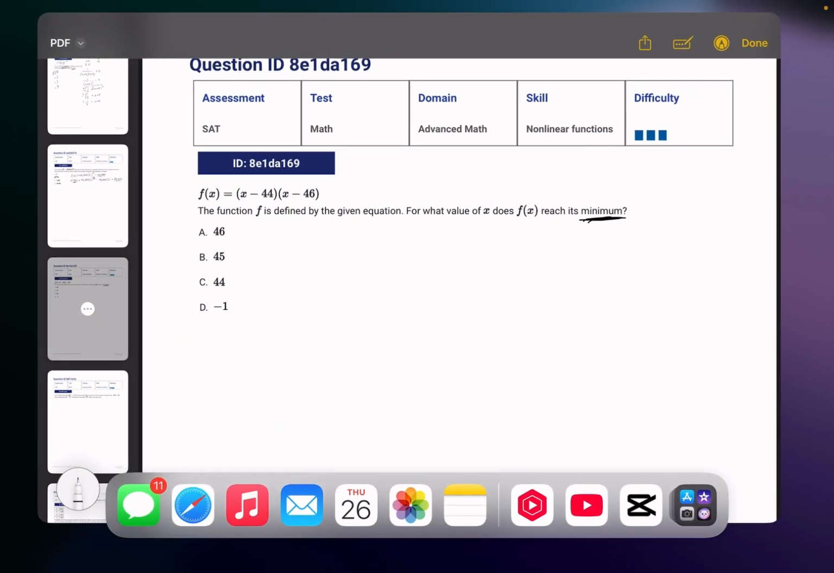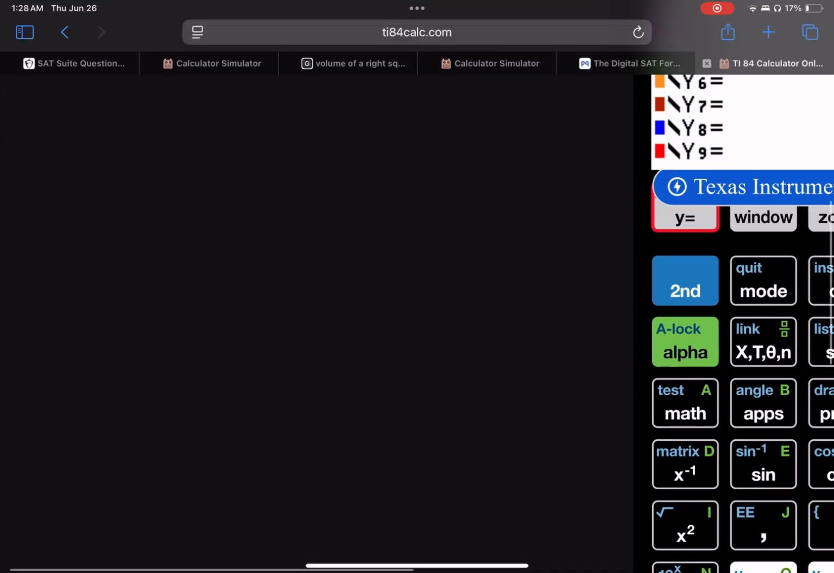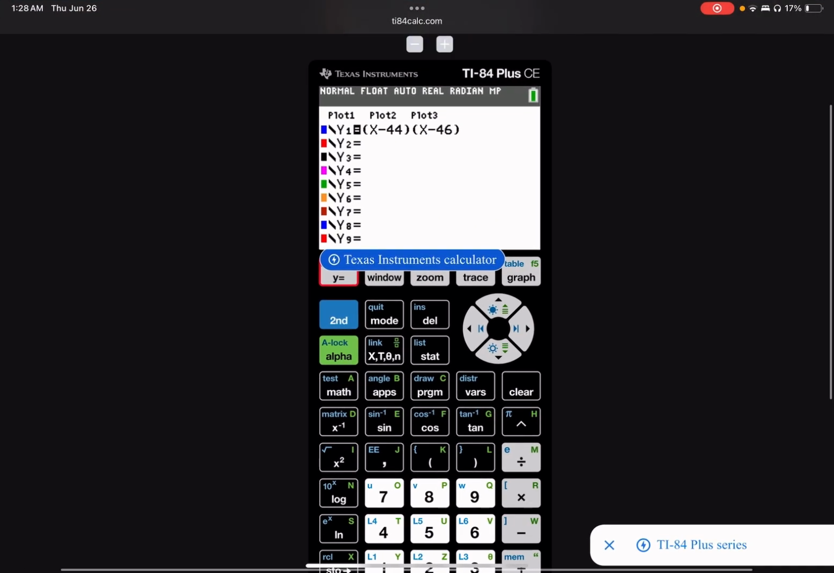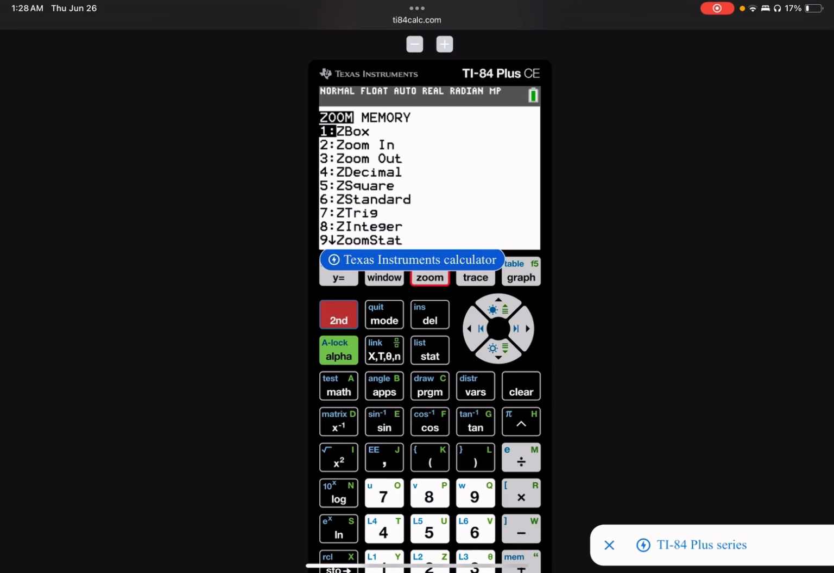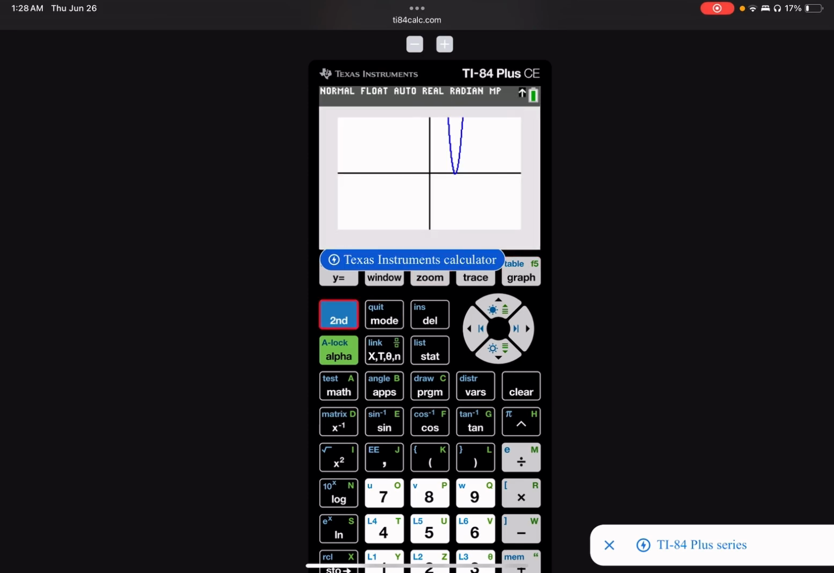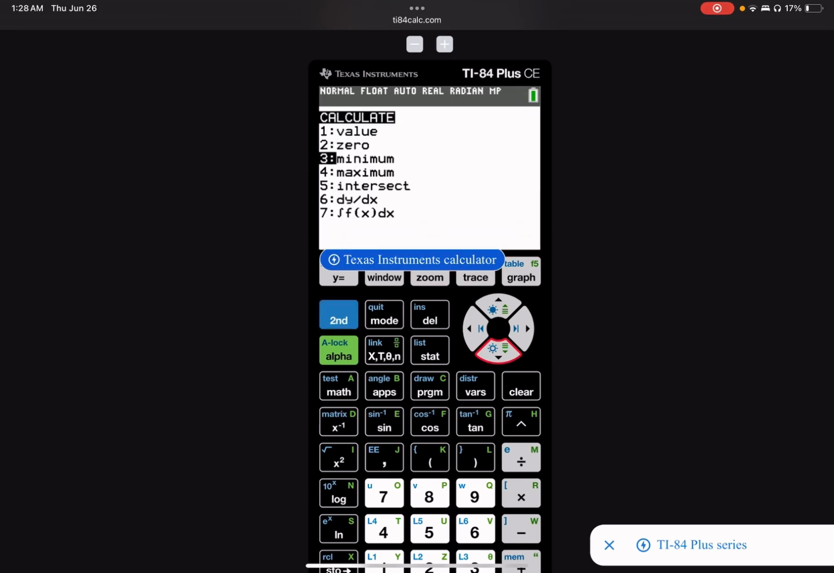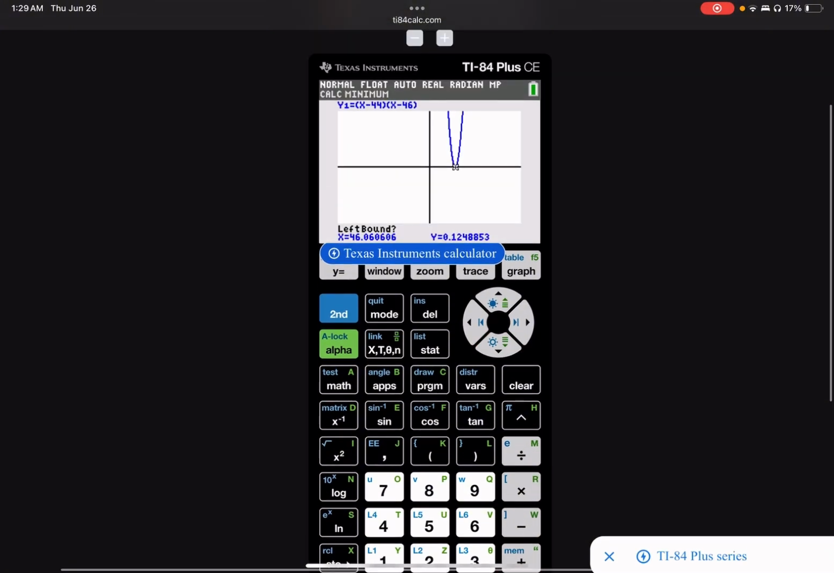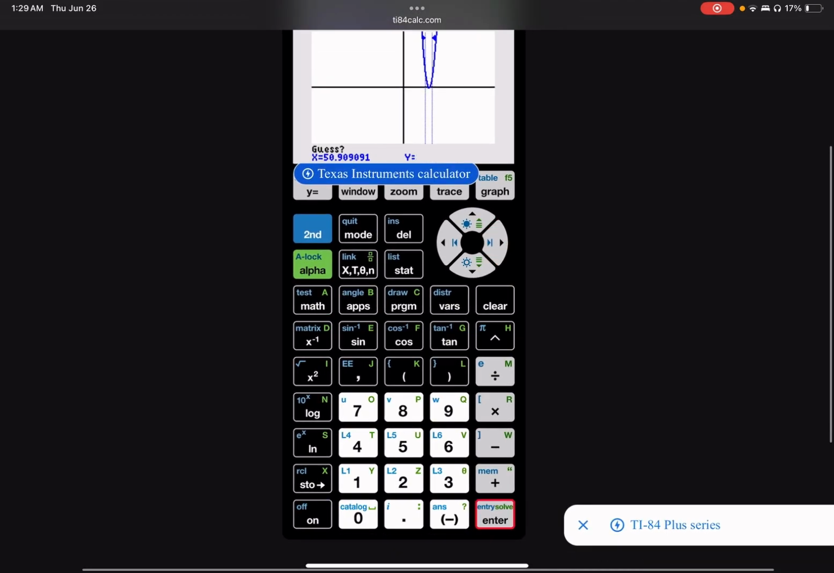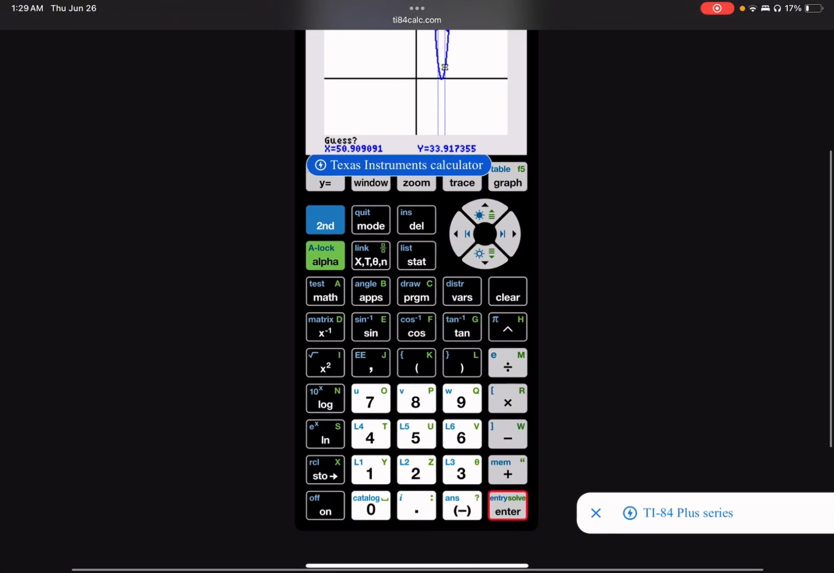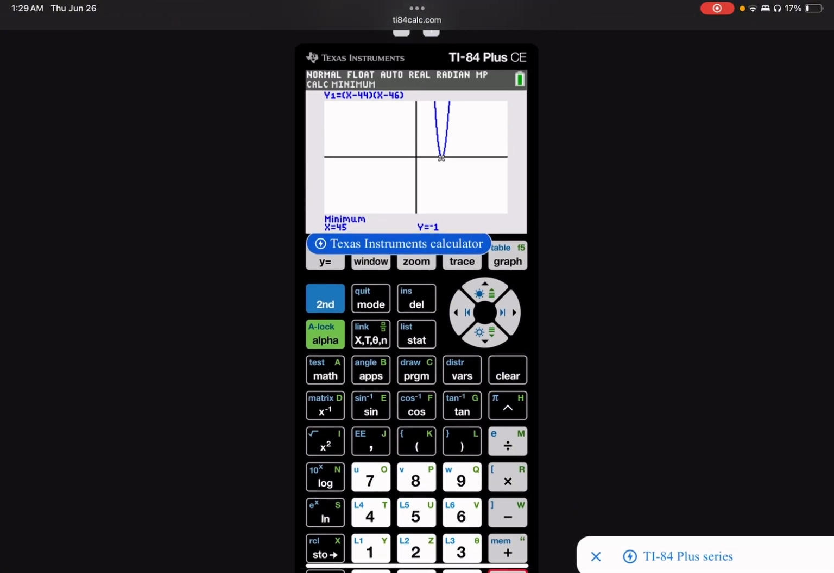f of x is equal to this equation over here, and I have it in over here. And we're going to graph. And we get this over here. If it appears too zoomed in, just press zoom and then zoom out, as you see here. But we're good, so we're going to hit trace, and then go down to minimum. And then we're going to go to the left of the minimum, eyeball it, enter, and then go to the right as it says, and then enter, and then guess, press enter again, and we get our minimum value as x equals 45 at y is equal to -1.